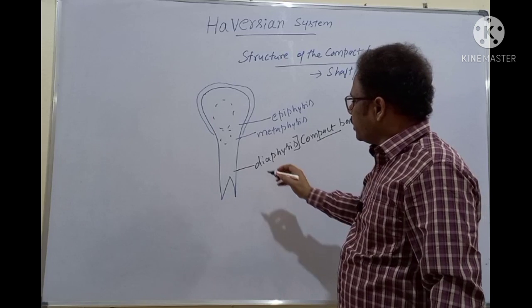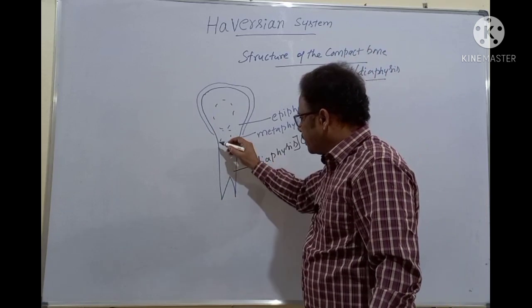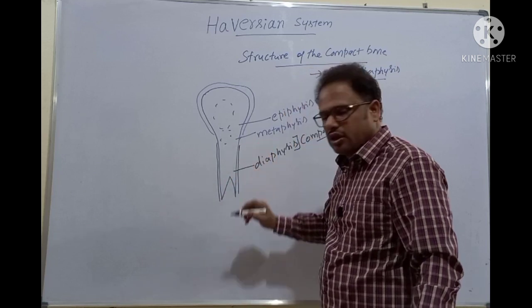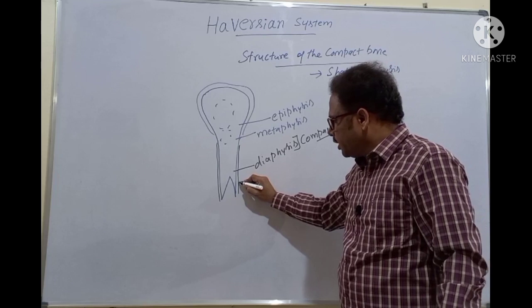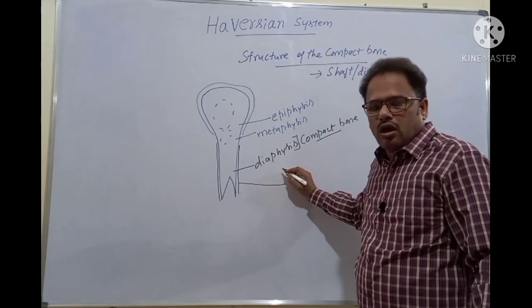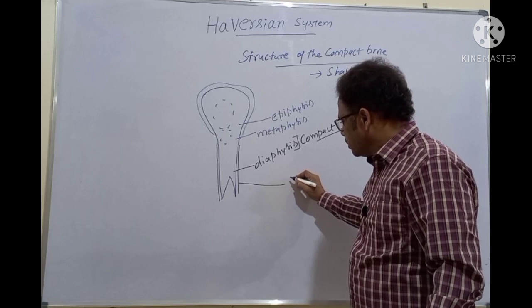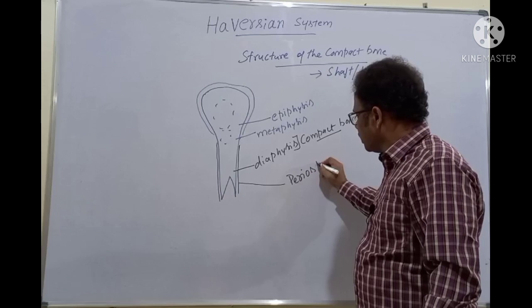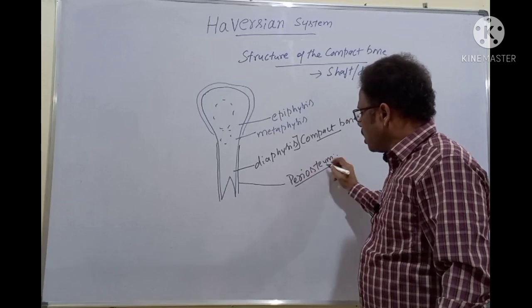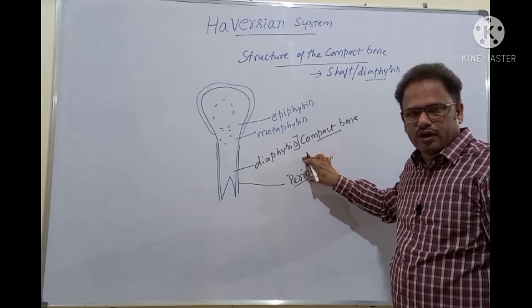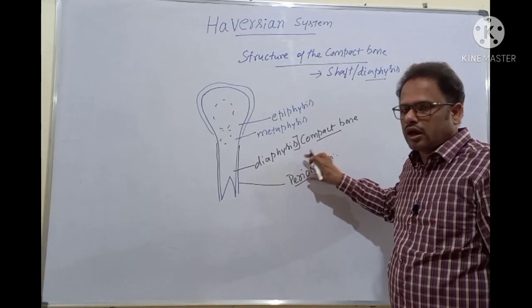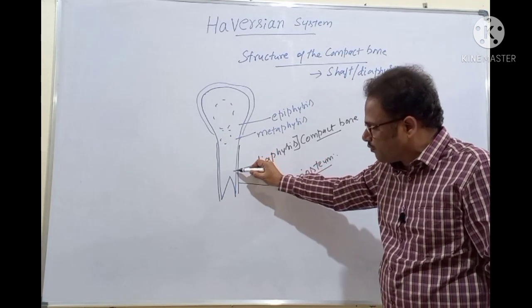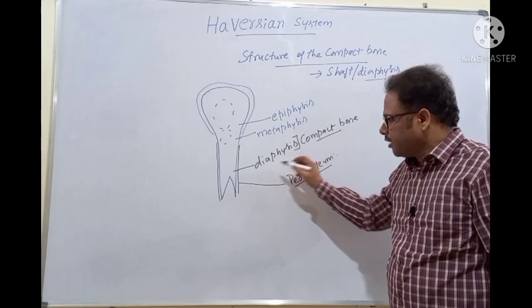Compact bone. Here what is present? The outer fibrous dense irregular connective tissue sheath. In the previous session I told you that the tough outer fibrous connective tissue sheath, dense irregular connective tissue sheath, is called periosteum. Periosteum is covering which part? The diaphysis.